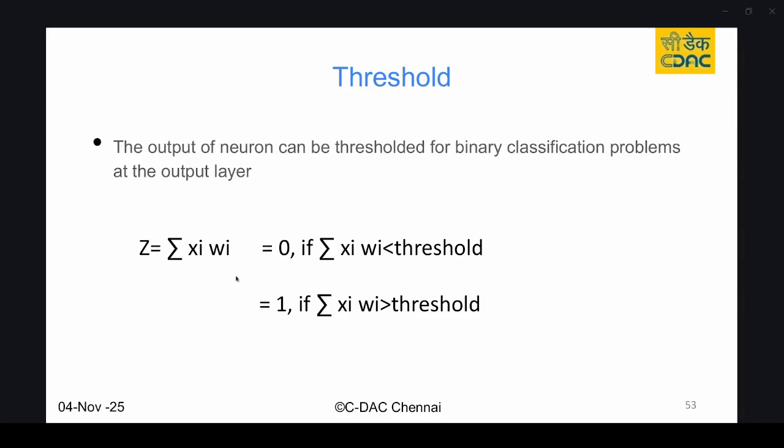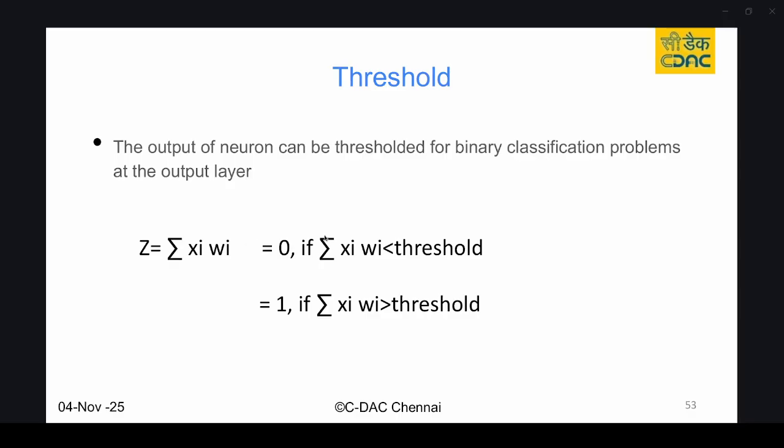The output of a neuron can generally be thresholded for a binary classification problem. Binary classification means there are only two classes, for example normal and abnormal in the case of an X-ray. But if you are classifying 14 diseases, then it is not a binary classification problem. So in the binary classification problem, we can use a threshold.